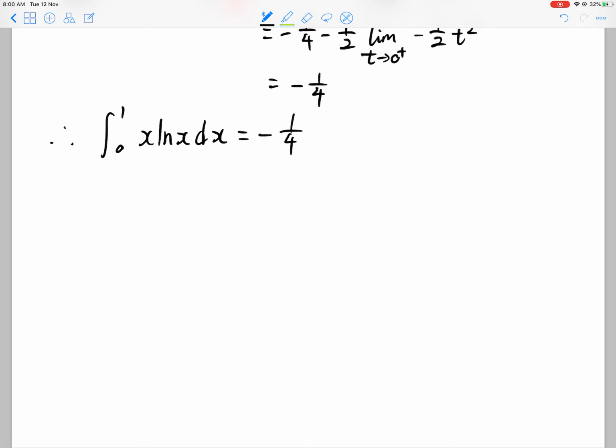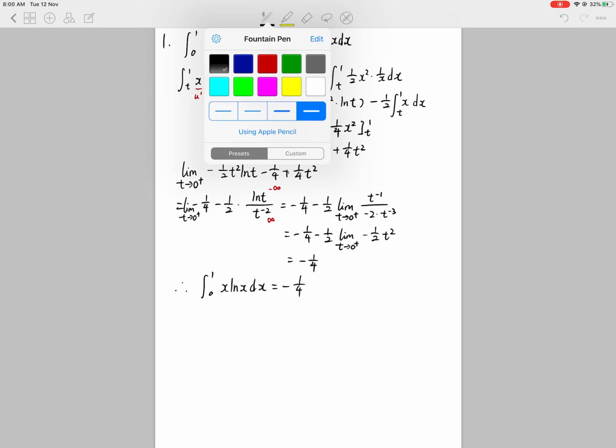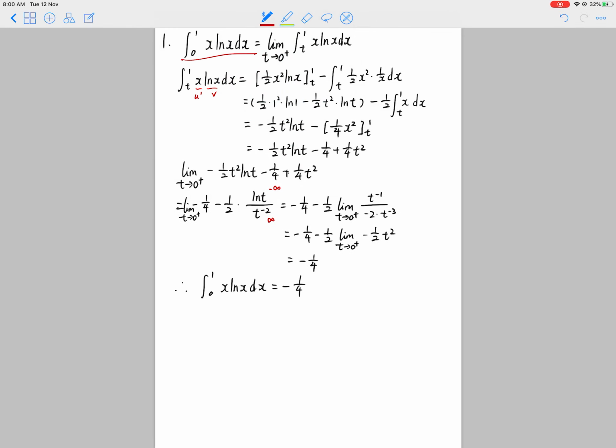Okay, so the first step is to write the improper integration as a limit of a proper integration. Then you do the proper integration first. Then you find out its limit.